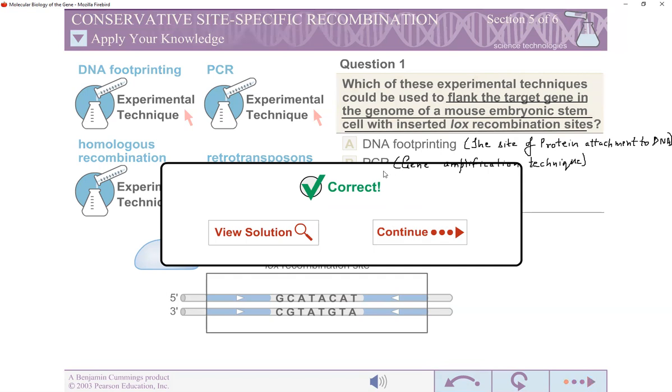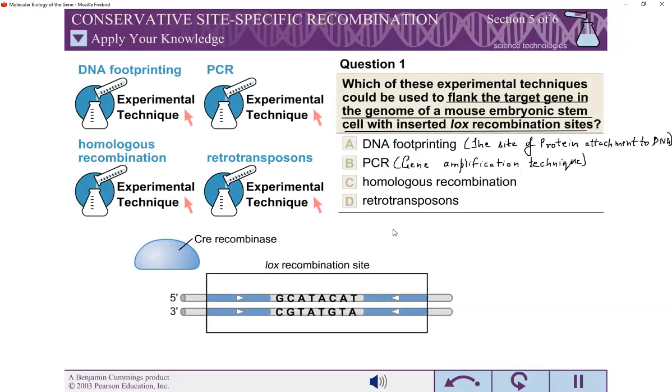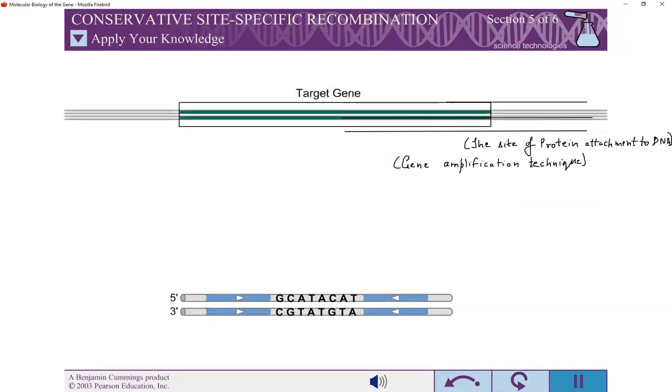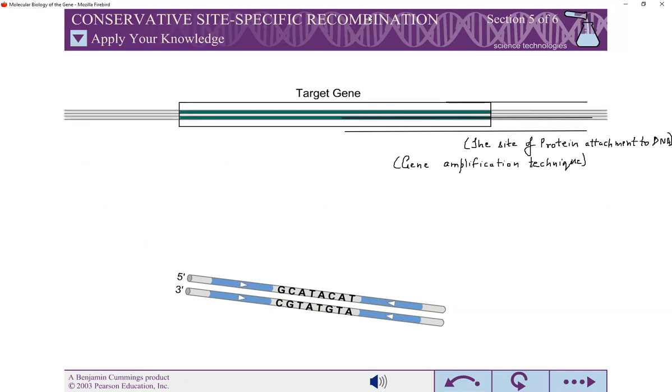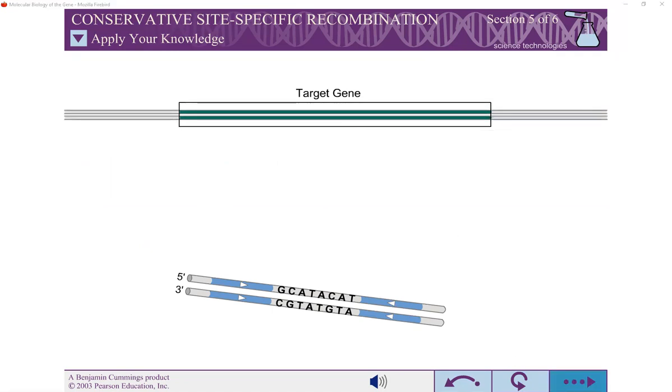So this type of method of recombination can be used to flank the target gene in the genome of a mouse and to study that particular gene. Question 2. Now, before we move to question number two, I must delete the annotations. Now, moving to question number two.